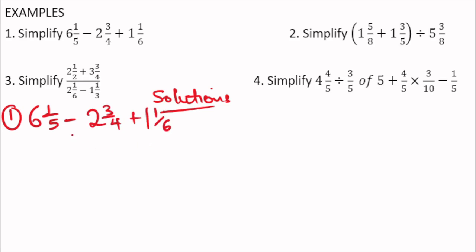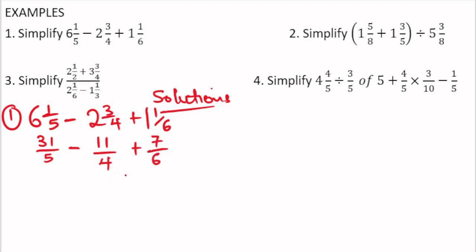The first thing we're going to do is to change every mixed fraction to an improper fraction. 6 times 5 is 30, 30 plus 1 will have 31 over 5. Minus 4 times 2 is 8, 8 plus 3 will have 11 over 4. Plus 6 times 1 is 6, plus 1, which is 7 over 6.